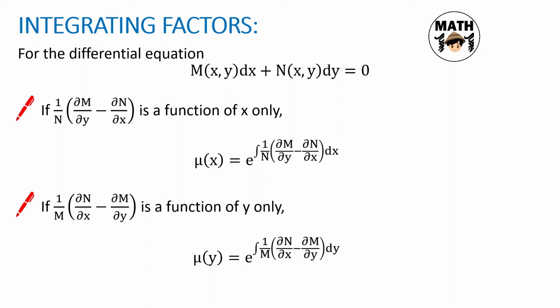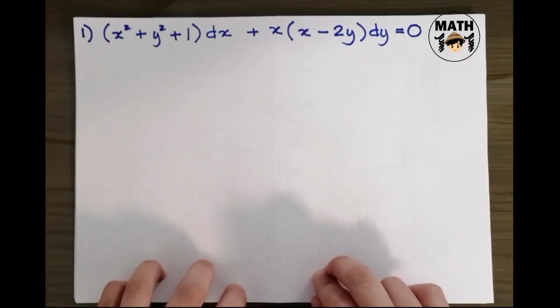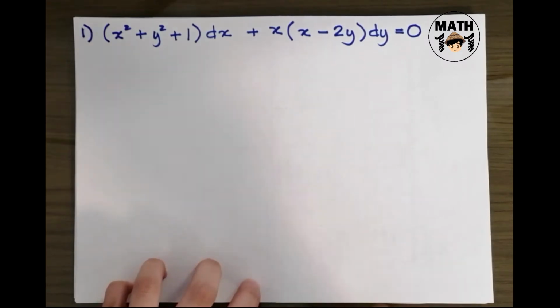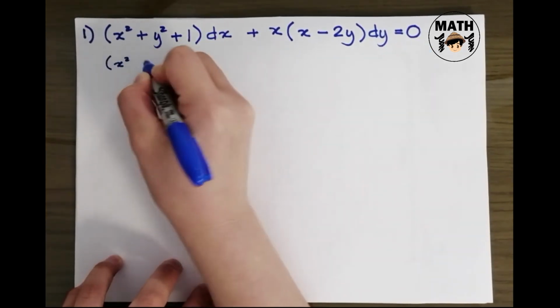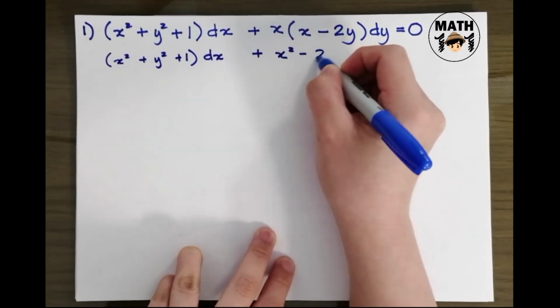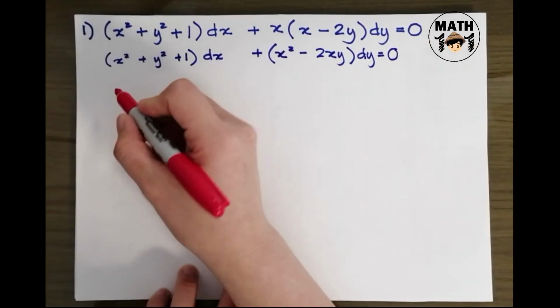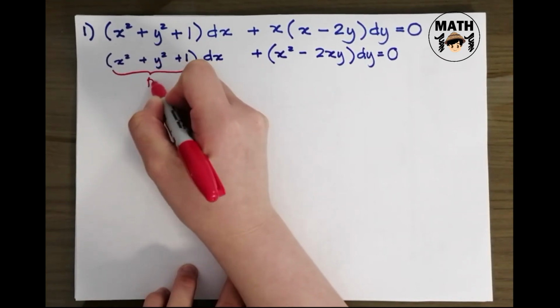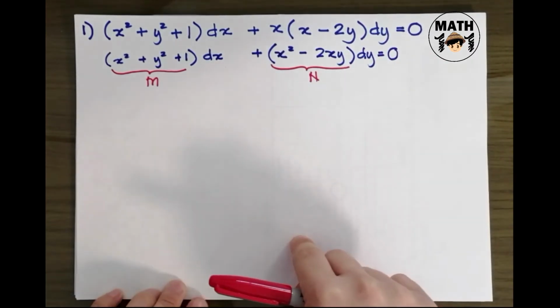Let us try to solve some examples so we can see how this works and how it is used. Problem number 1: the quantity x squared plus y squared plus 1 dx plus x times the quantity x minus 2y dy equals 0. Let's first distribute x in these terms. As you can see, this equation is of the form m dx plus n dy equals 0. Let's check if it is exact.